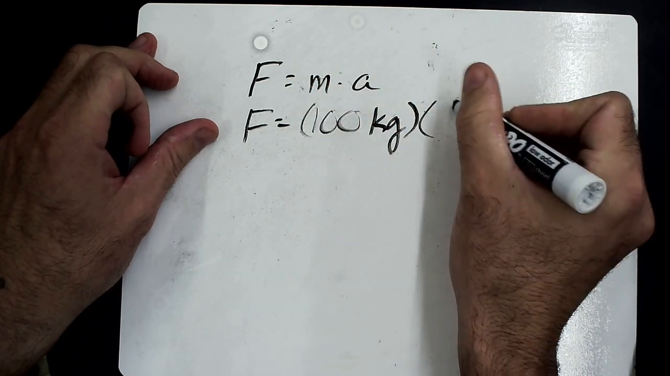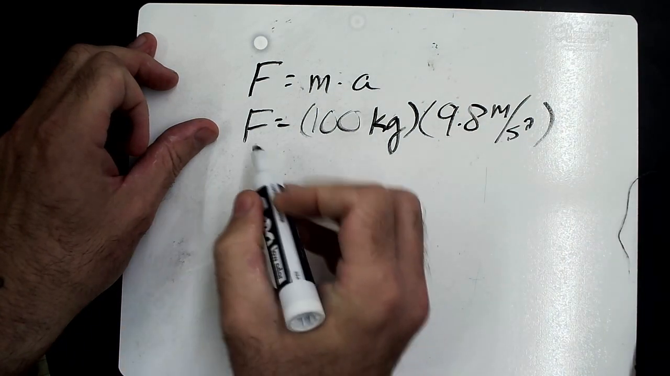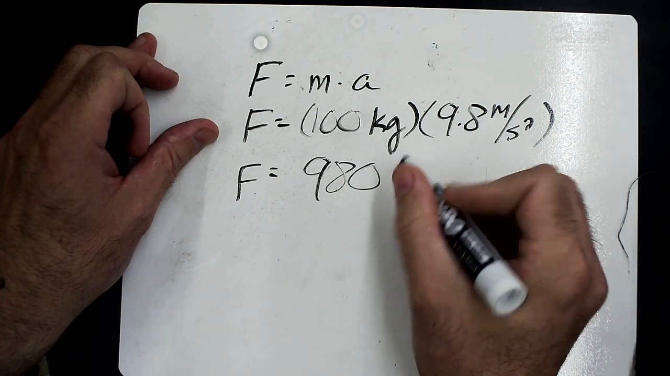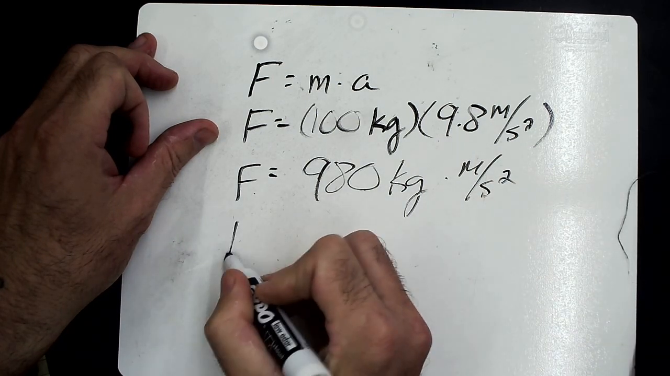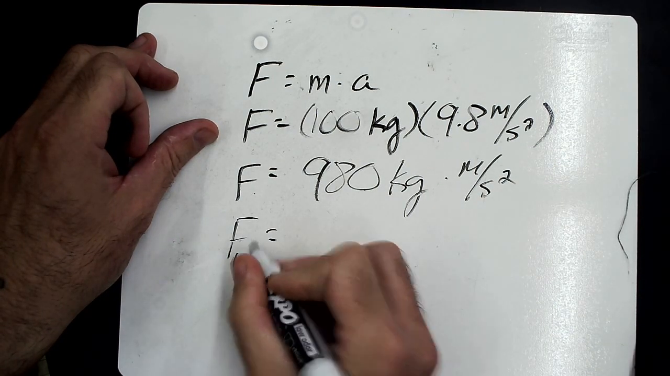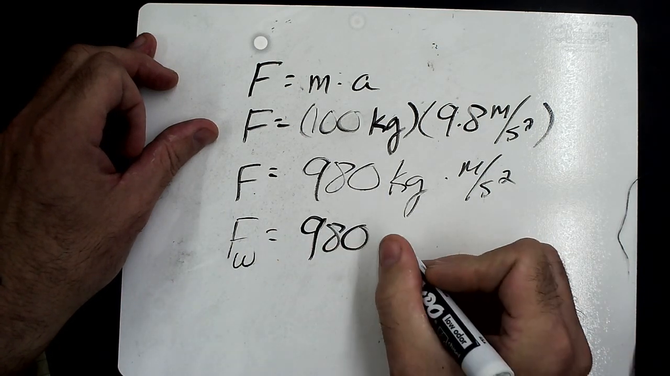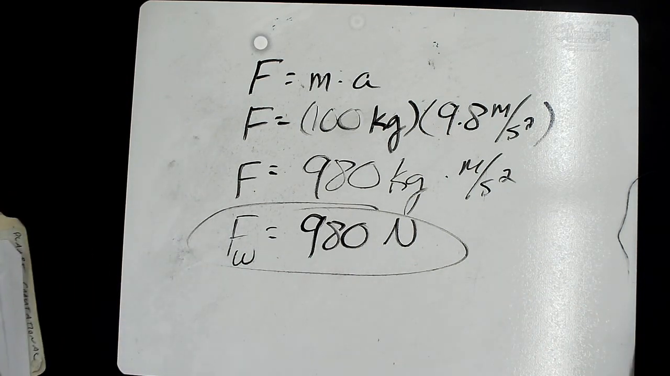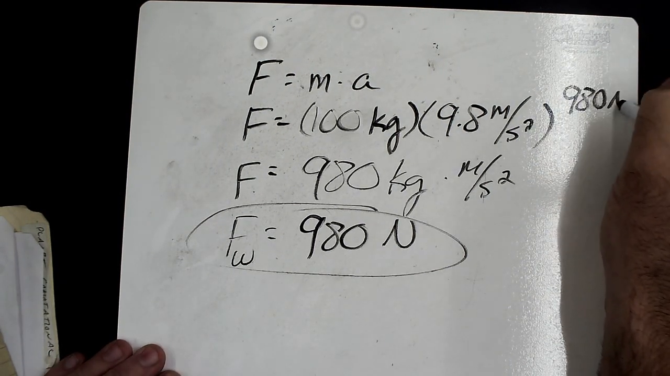The acceleration of Earth's gravity is 9.8 meters per second squared. So force equals 980 kilogram meters per second squared. So my weight, I'm going to put a little W here for weight, is 980 newtons. That is my weight here on Earth, metric weight. I'm going to put this off to the side, 980 newtons.